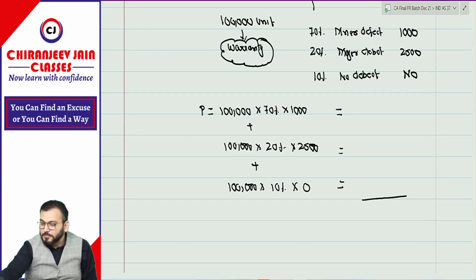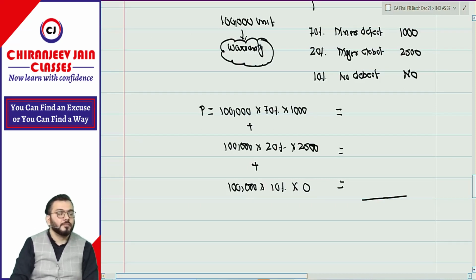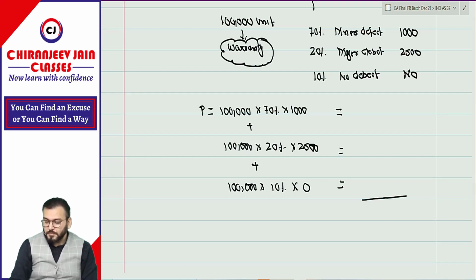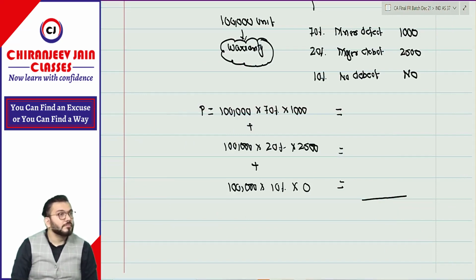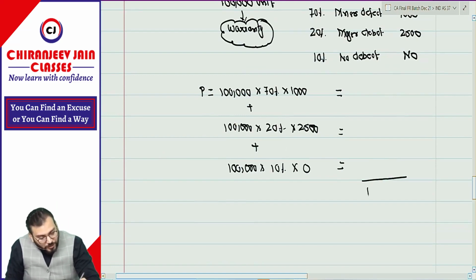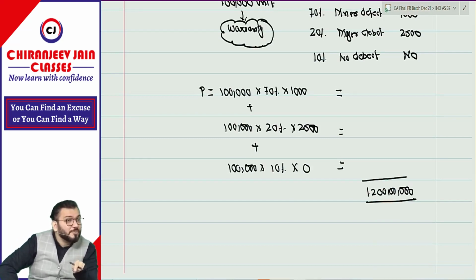Huh? Give me the amount. Fast. 12,000. 12 crore. Amount is correct, na? I am not good in calculation. So this much amount should be recognized as provision.